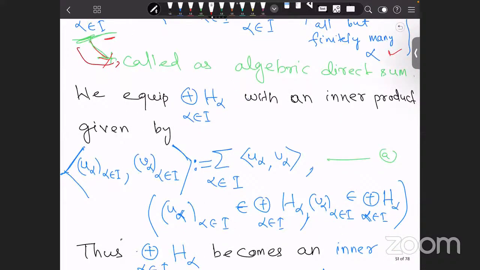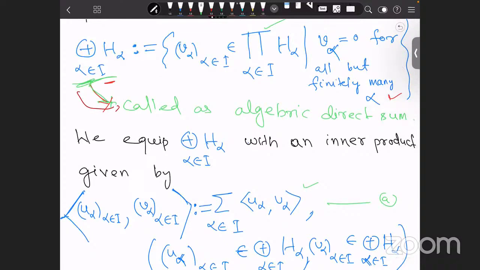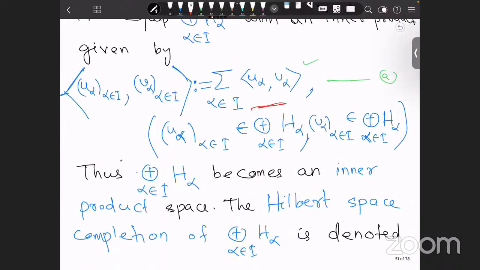Now we equip this algebraic direct sum of H_α, α in I, with an inner product given by this. The inner product of u = (u_α) and v = (v_α) is equal to the summation over α of the inner product of u_α and v_α. Since u_α is equal to zero except for finitely many components, this sum will exist, and this will define an inner product on the algebraic direct sum of H_α. Thus the algebraic direct sum of H_α becomes an inner product space.